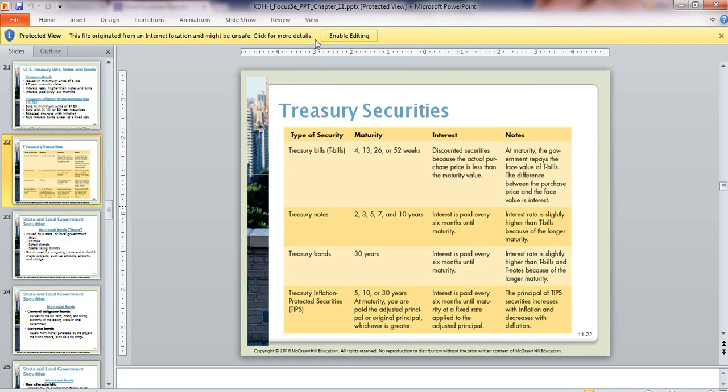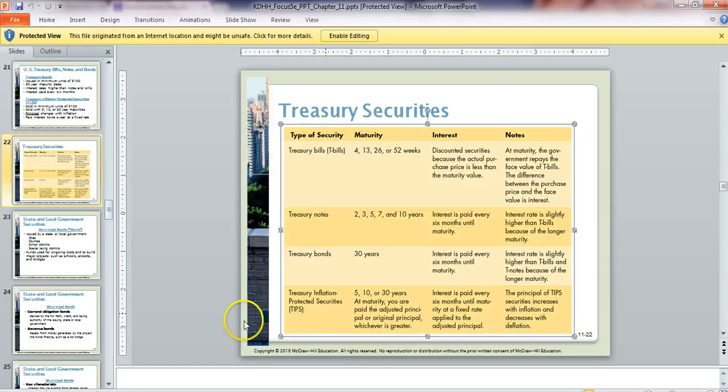Let me put this full screen. So T-bills, we already talked about, cash equivalents. Notes, note the time frame, 2, 3, 5, and 10. Still interest is paid every 6 months. T-bonds, these are very long-term, 30 years, paid every 6 months into maturity. And lastly, we have something called TIPS, which are another example of an inflation hedge, which means as inflation goes up, the return on these also increases. So we have sort of protection against inflation.